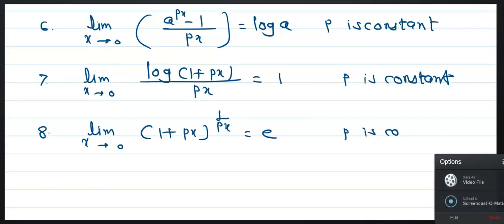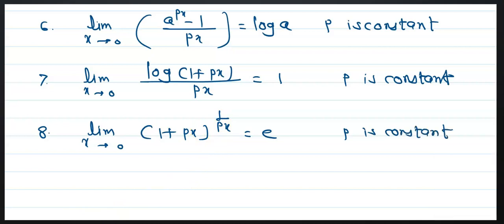These are all important results. The limit x tends to 0, 1 plus px, the whole bracket to the power 1 upon px, is equal to e. Now we'll start exercise 7.6.